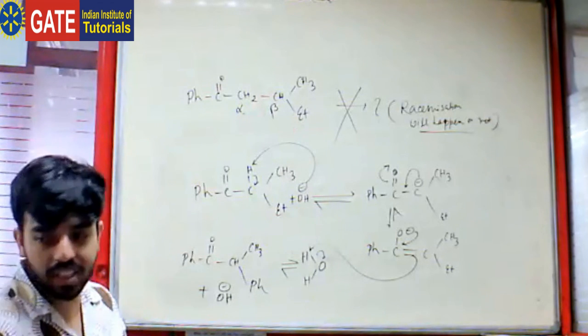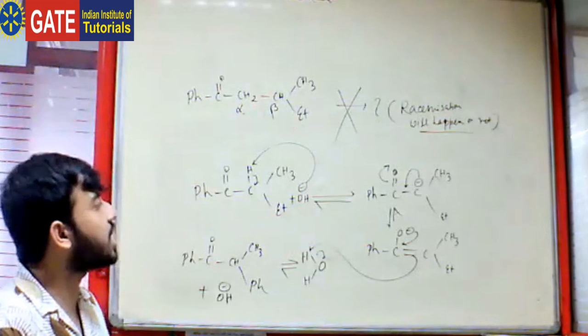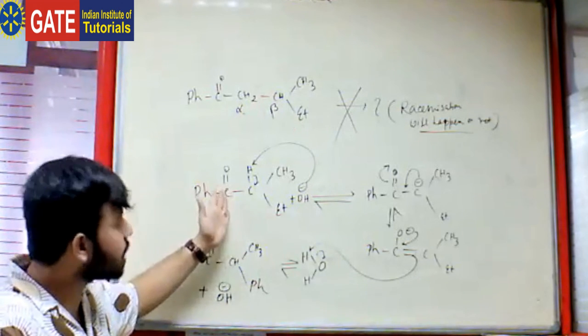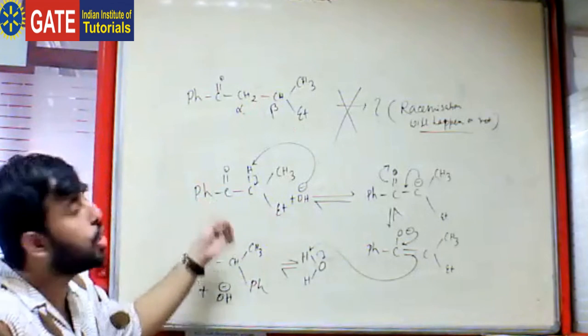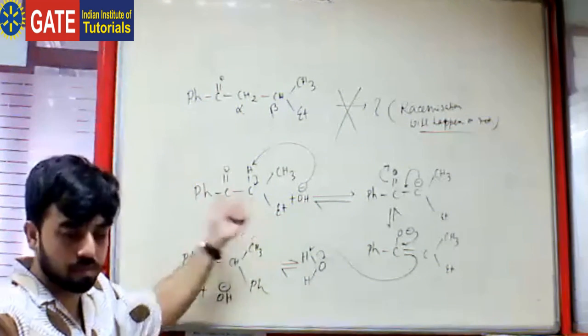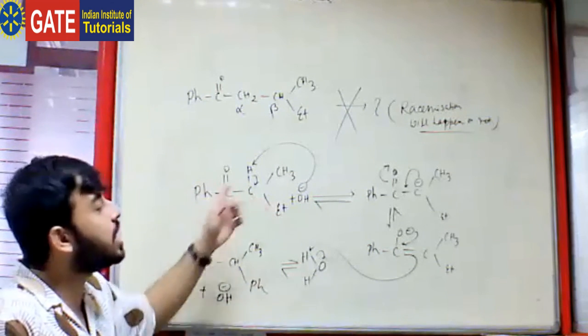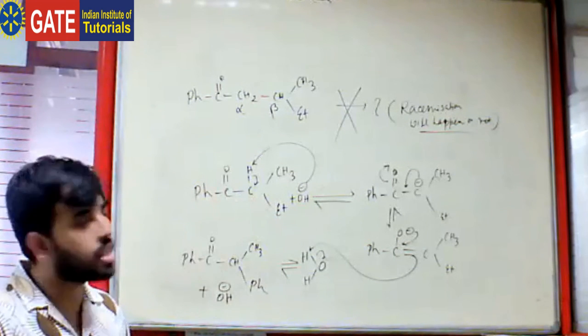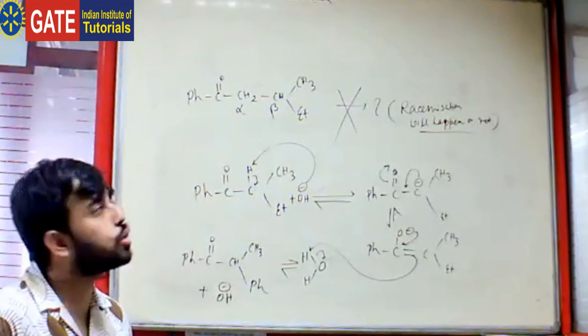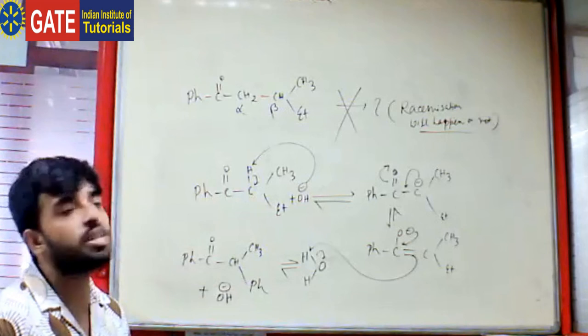Understood? So remember this. What is the criteria to check? It should have an electronegative group or any electron withdrawing group exactly attached to the carbon which is the chiral one. This is the process of racemization in the presence of a carbanion. So this molecule will not undergo racemization.